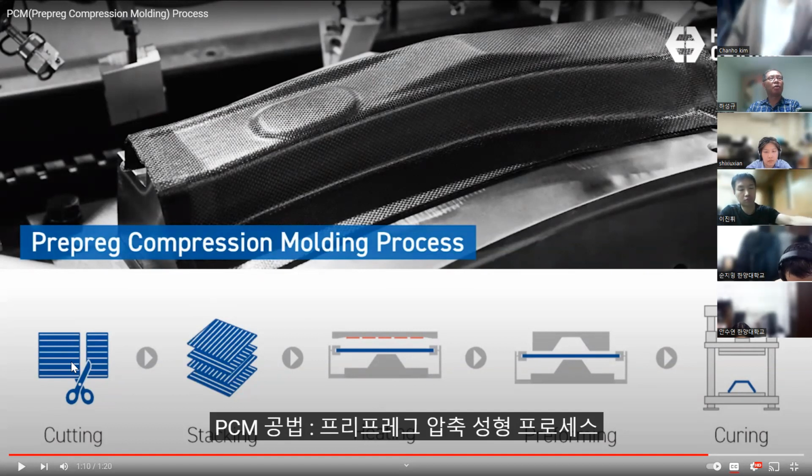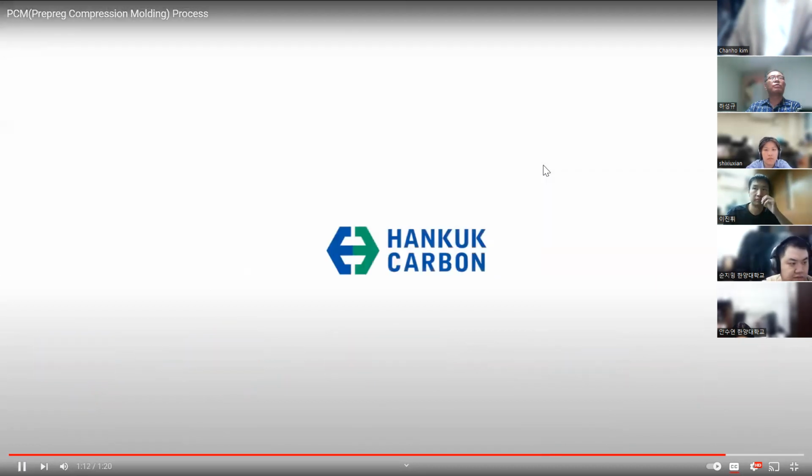with a wide prepreg. So you cut it manually and then layer it and put it into a mold. And you can see there is a heater there, and then press, and then curing. So this is PCM, a very famous manufacturing procedure for the thermoset.